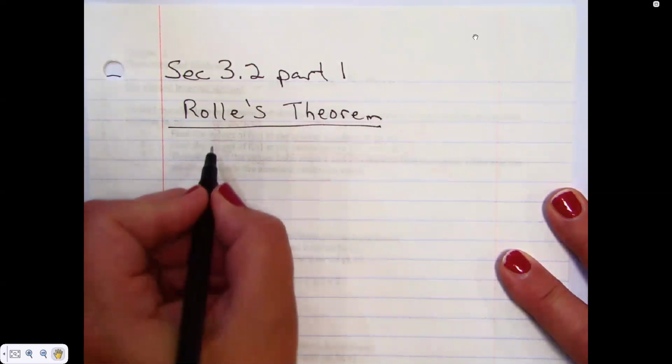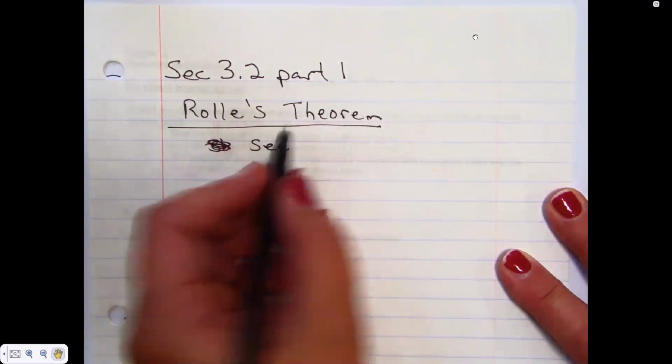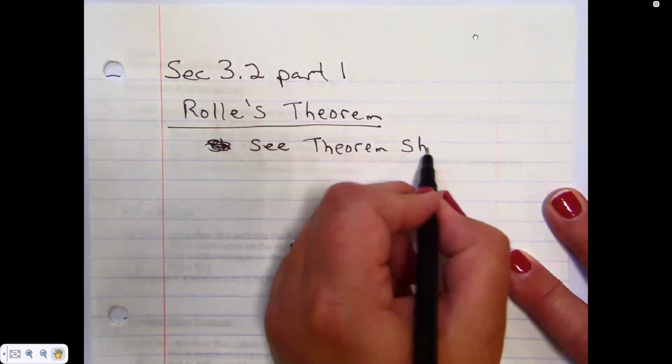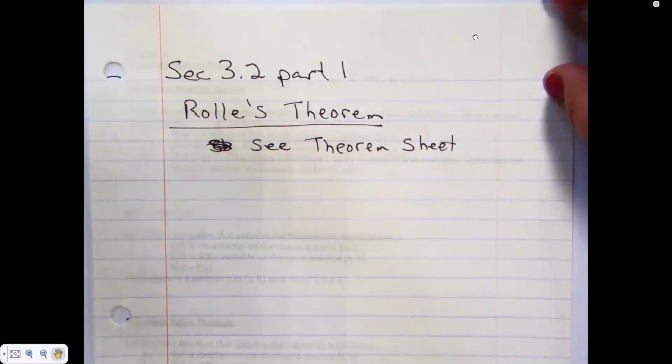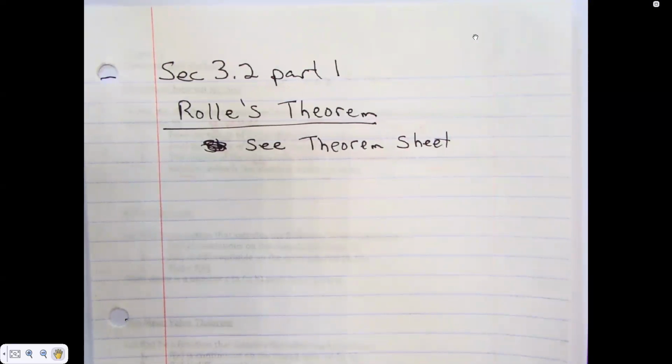And then we can put "see theorem sheet." Or if you want to leave a little space and write it in there, if you think you might lose a sheet or something, you can leave a little space and later on you can just copy it in. All right, so let's go to this theorem sheet and see what Rolle's theorem says.